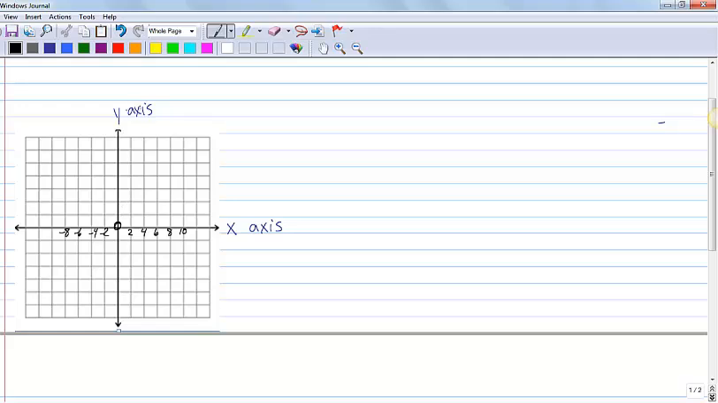If you go up in the y direction, this is your positive, right? So this becomes 2, 4, 6, 8. And if you go down in y, these are your negatives. Negative 2, negative 4, negative 6, and so on.